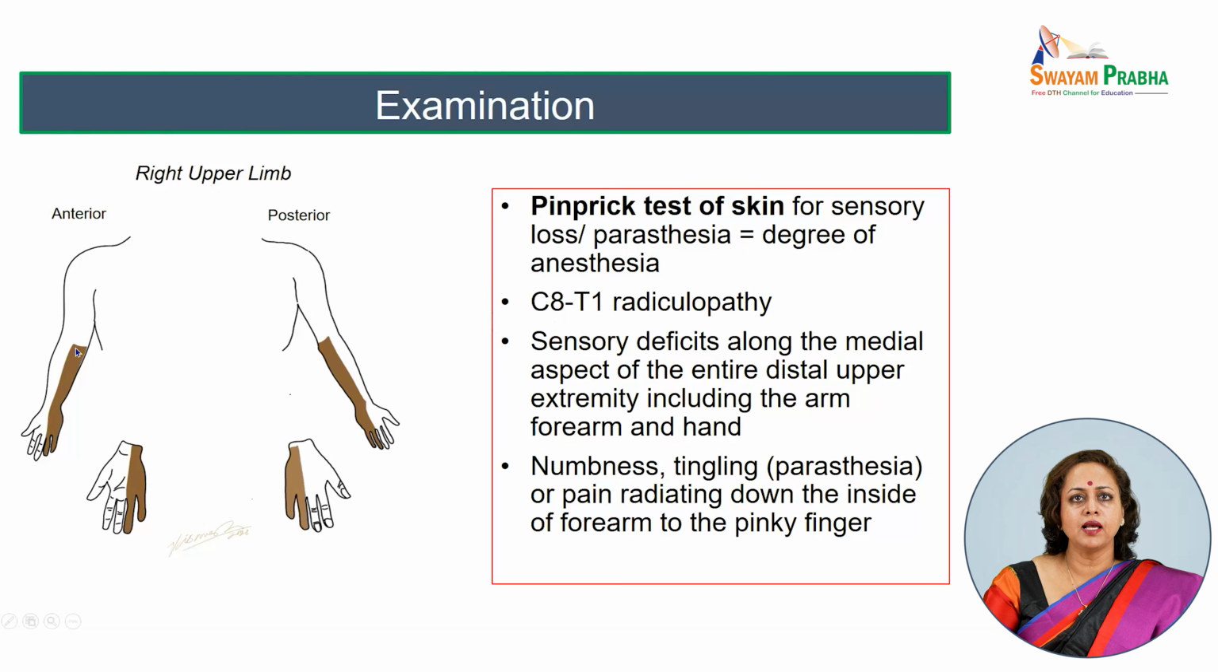There are sensory deficits, as I explained to you, on the inner line or the ulnar aspect of the lower arm, forearm as well as hand on both sides, the anterior aspect as well as the posterior aspect. Then you will get paresthesias, which is numbness and tingling, or you will get pain radiating down the inside of the forearm right up to the little finger. It's also called the pinky finger. So you will get paresthesias, you will get anesthesias, and all this is called a C8 T1 radiculopathy. So when you do the pinprick test of skin, you are testing for this radiculopathy.